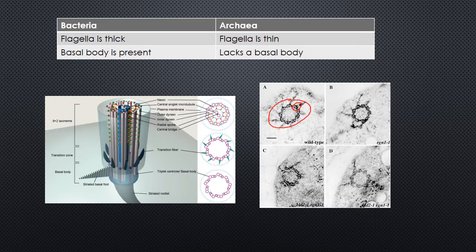The prokaryotes in Archaea, the flagella is very thin, and they actually lack a basal body. Instead of having a basal body, there is a flagellin hook that attaches the flagella. So that's the difference between those two domains.